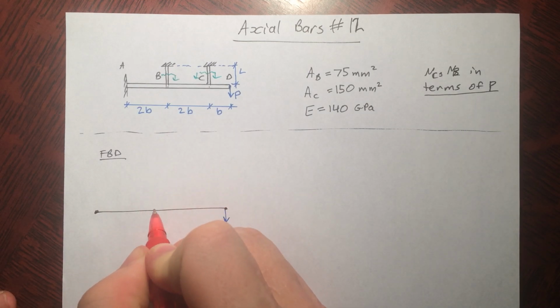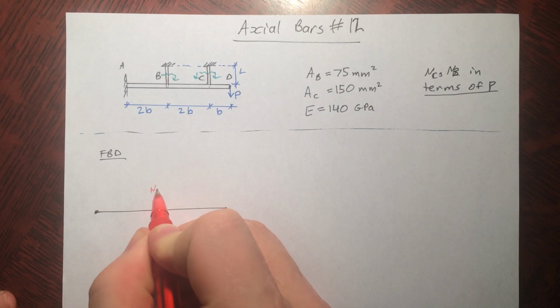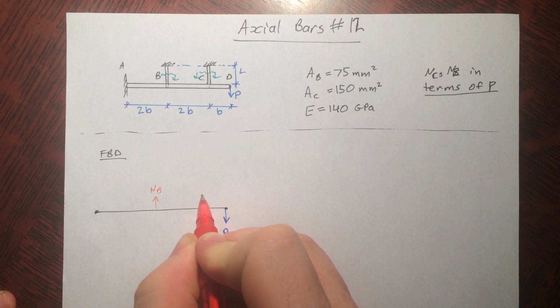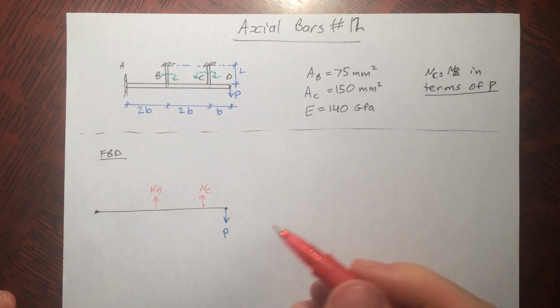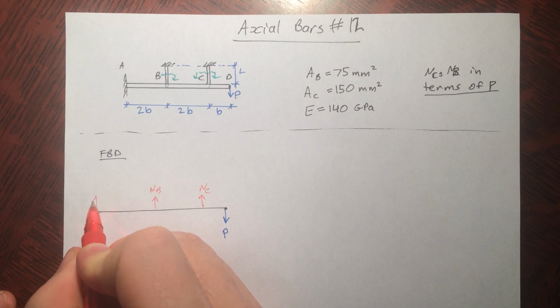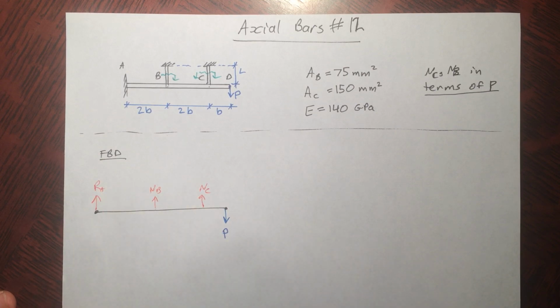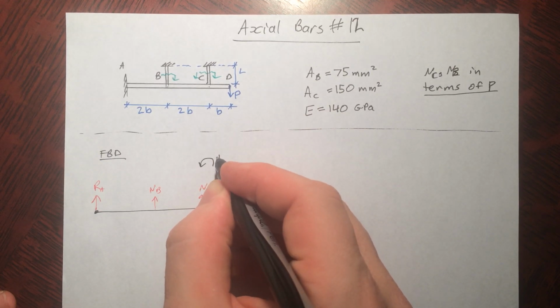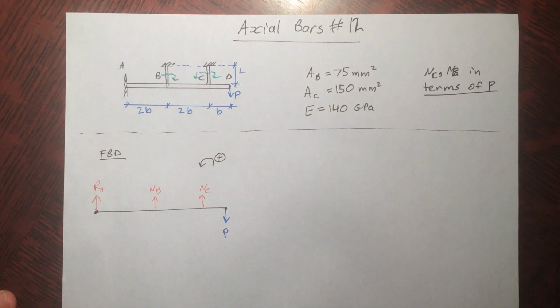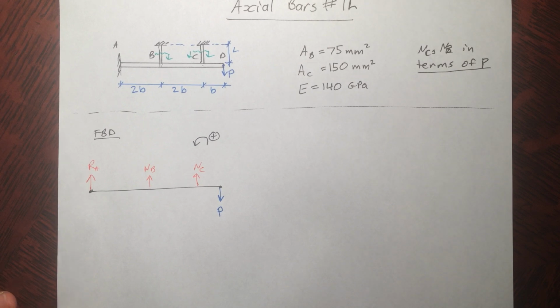And then here we're going to have NB, and here, NC. And then a reaction. Suppose we could include it even though it's not important. Now for moments, I like to say that counterclockwise is positive. Always good to define your directions.